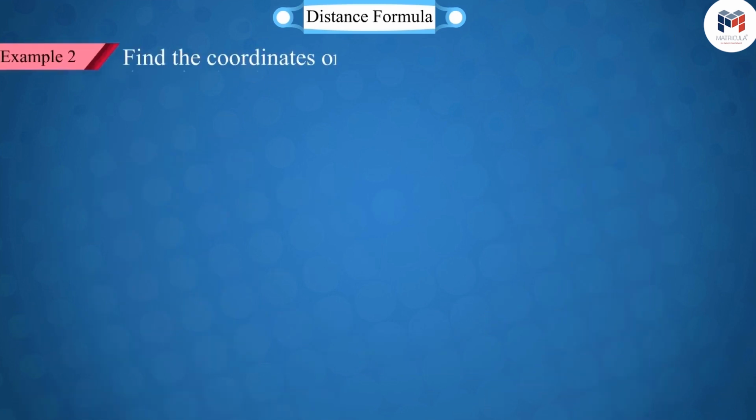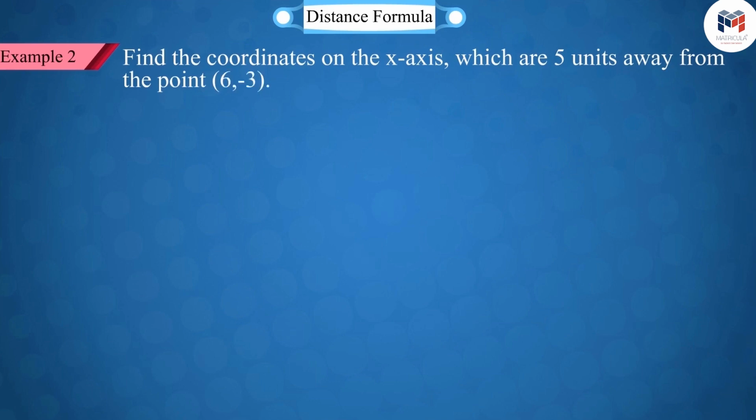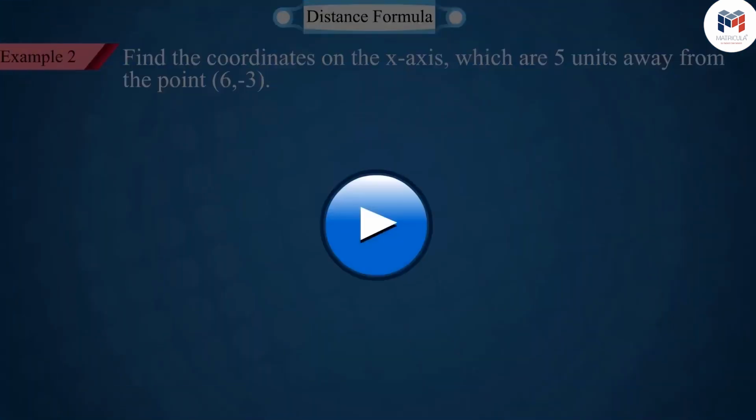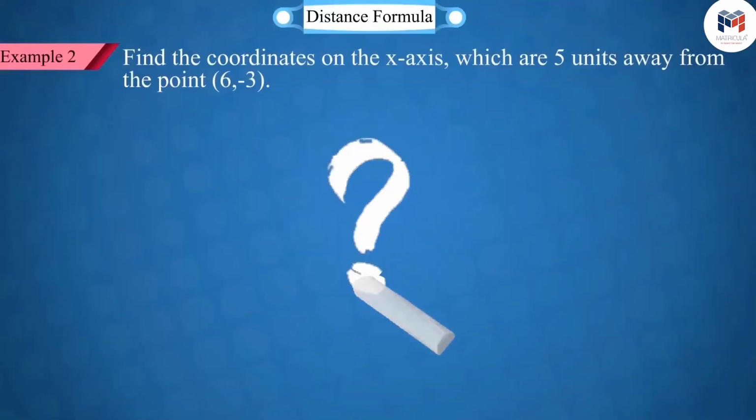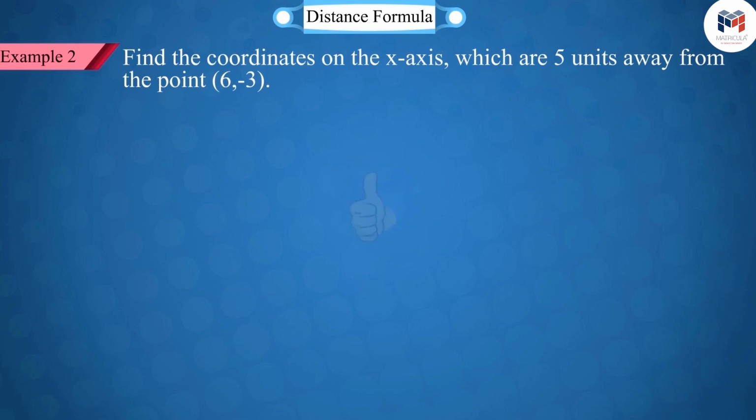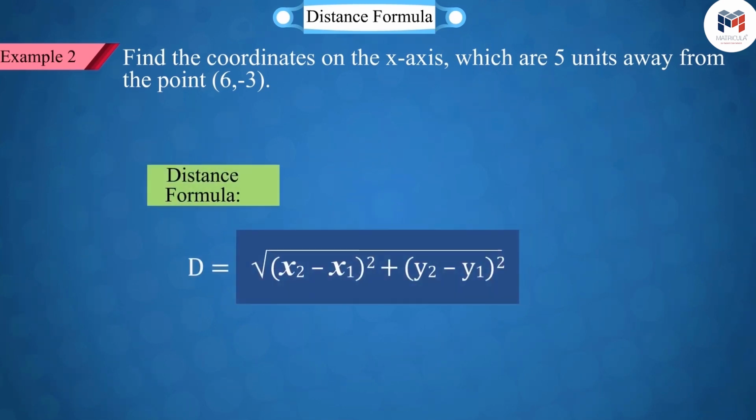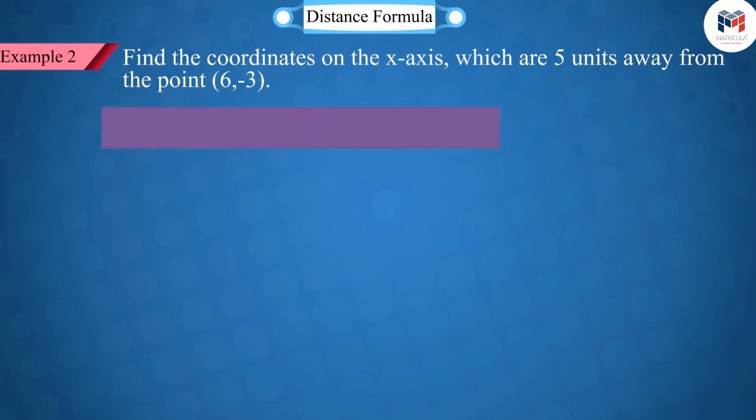Let's look at another example. Find the coordinates of the points on the x-axis, which is 5 units away from the point 6, -3. Pause the video to solve and then check your answer. Can you tell what we have to do first? Right answer. For this, we will take the help of distance formula.